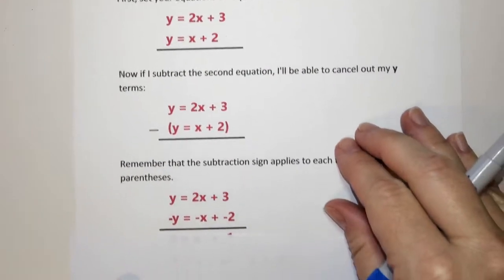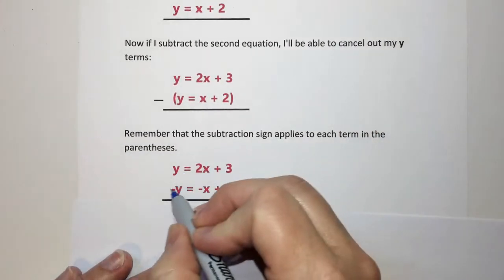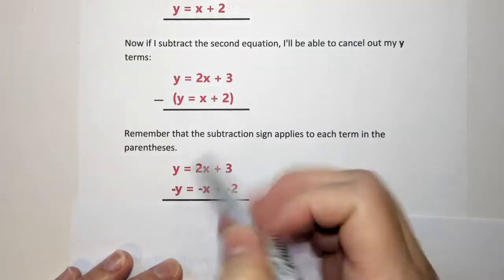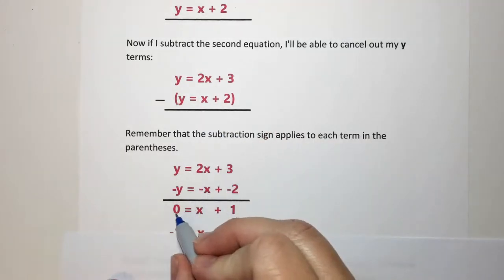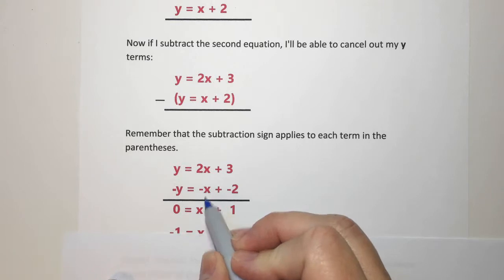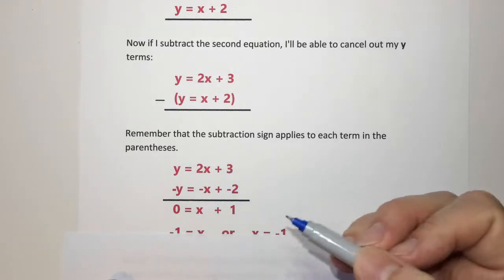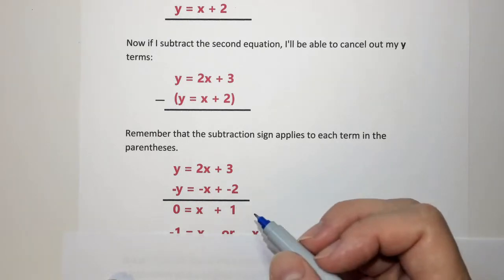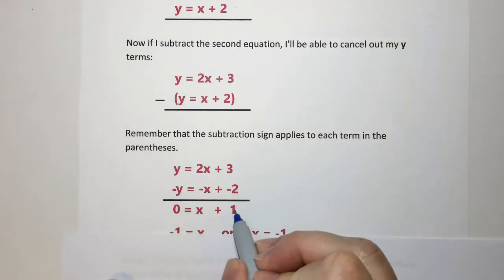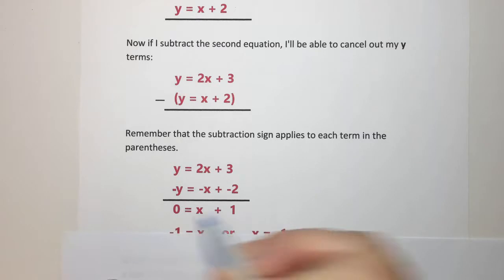Okay, and then in the next section here, just to remind you, I went ahead and put a negative on each one. Y minus y becomes 0. 2x minus x becomes x. 3 minus 2 becomes 1. That doesn't look too difficult to solve, does it? If I can get this 1 over here to the left, I'll be done.